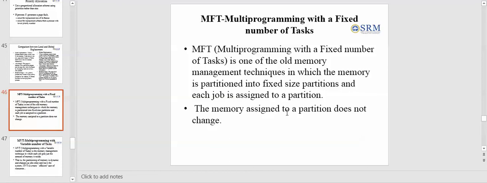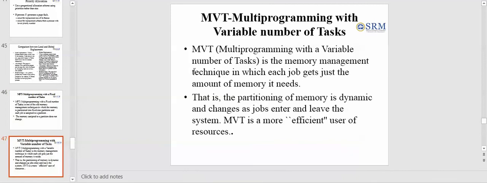The memory assigned to a partition does not change. That means if you allocate 16 KB to a process, the 16 KB cannot be changed, and it is assigned to a particular job. Next, what is MVT? MVT is the memory management technique in which each job gets just the amount of memory it needs. You cannot expect every process entering the system to have the same size. It will be of variable size, so at that time we go for MVT.